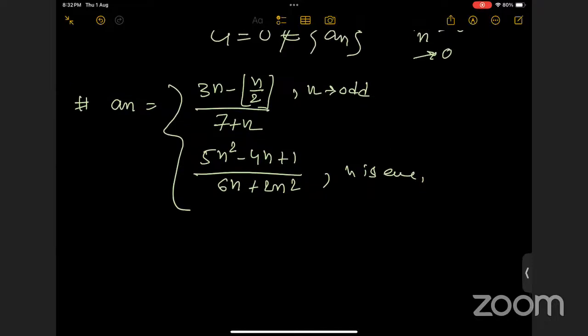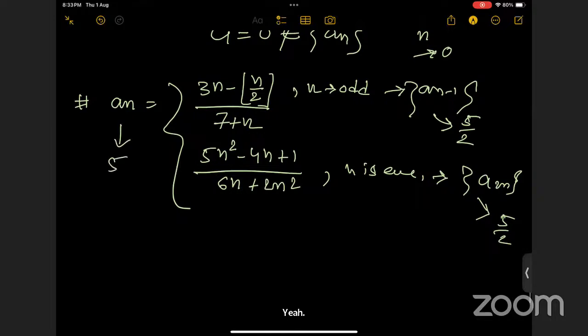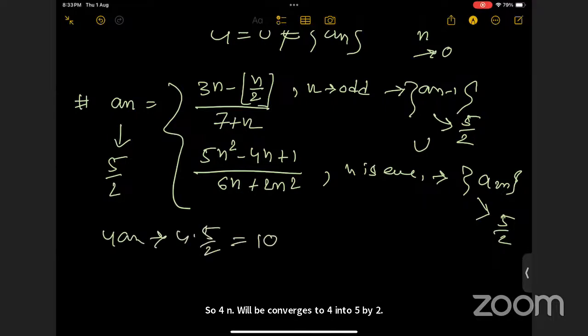Yes, ma'am, I tried, but it is confusing. Here we can clearly define two subsequences, right? One is for odd numbers, which is 2n minus 1, and one is for even numbers, and both converge to 5 by 2, right? Yeah. So this sequence will again converge to 5 by 2 because these limits are same, and their union is again the whole sequence. So 4n will converge to 4 into 5 by 2, which is 10.